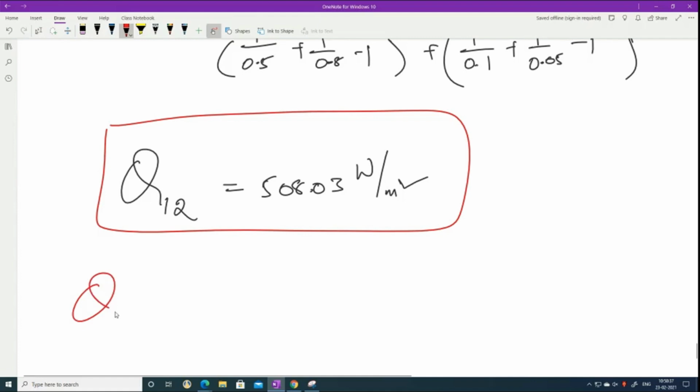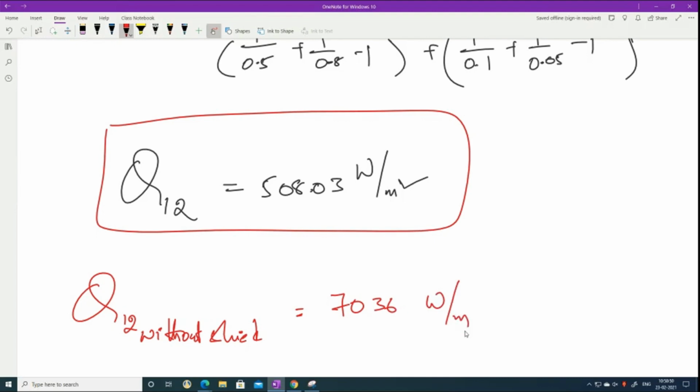What is the Q12 without shield? In the previous problem, we have done that. What is the Q12 without shield? You got around 7,056 watt, whatever. It is around 7,000. You can see how much it reduced. The 7,000 has become 500. So the reduction is really huge. Why did this reduction happen? It's because of the radiation shield. If you have the radiation shield in between, it will reduce the heat exchange between the bodies like anything. That's the point here. I hope that is clear to you.